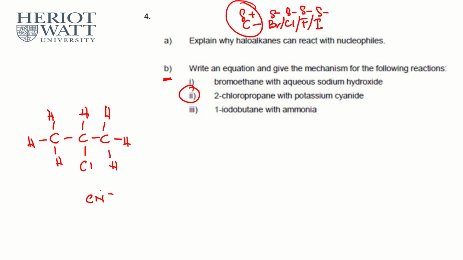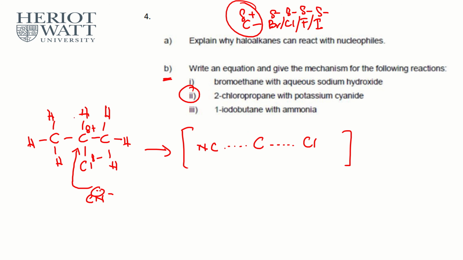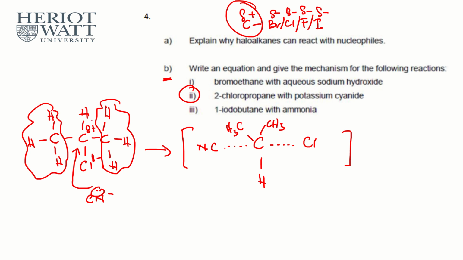CN minus here. The lone pair from the CN is going to attack the delta positive carbon, because this is secondary. I'm going to show you SN2. Then you will get a transition state where you have the alpha carbon here, a dotted line with the original Cl, a dotted line with the CN that newly attacked it, and the rest will be hydrogen here, and the other two will be CH3, CH3. You must be able to see it in that way, right?